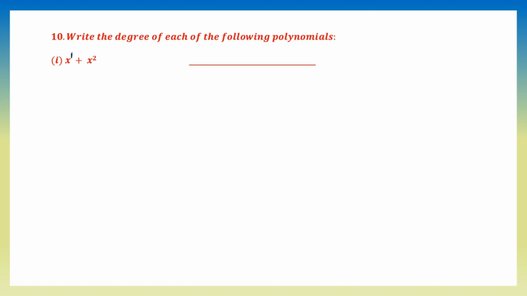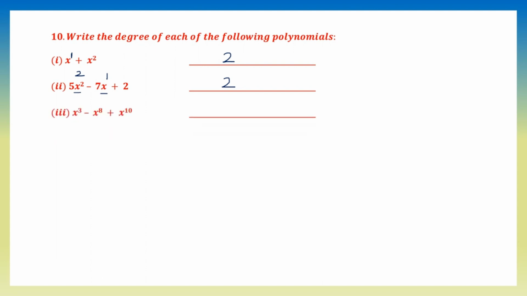So when you have to find the degree of such polynomials where there's only one variable x, look for the highest power. So here it is 1, here it is 2. The highest power is 2. So this is called the degree of this polynomial. Now next one, here also, this is a polynomial with one variable. We have only x. So look for the highest power of x. So here it is 2. Here there's only 1. So the highest power is 2. So 2 is the degree of the polynomial.